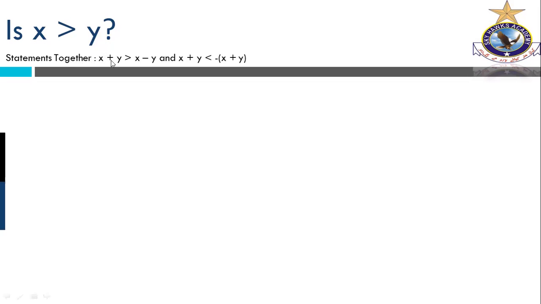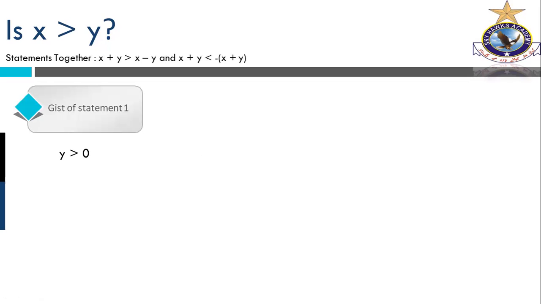The sum is greater than the difference. That was the first statement. And the second statement was the positive sum is less than the negative sum. Very simple. The sum is greater than the difference of these two numbers, and the positive sum is less than the negative sum. Then we can say that x must be greater than y. Look at this gist of the statement.